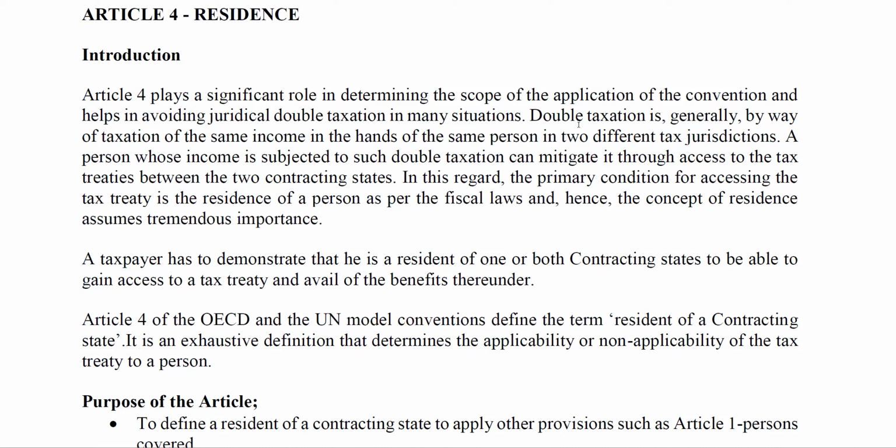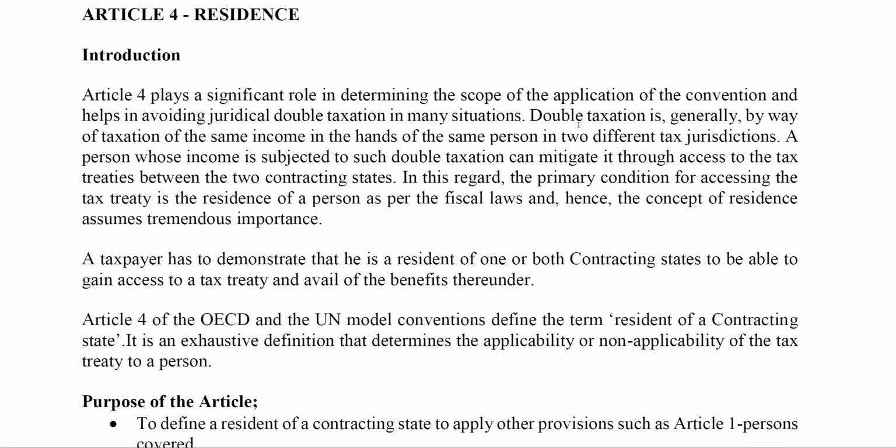You get it? So let's say when we look at the Ghana-UK treaty, if you are a resident of Ghana and you are not a resident of UK, you are a Ghanaian, so you enjoy the treaty benefits, right? If you're a resident of UK, the same. Or if you're a resident of both states, you can still enjoy it, right? So that is one thing you must understand: that residence is very important.